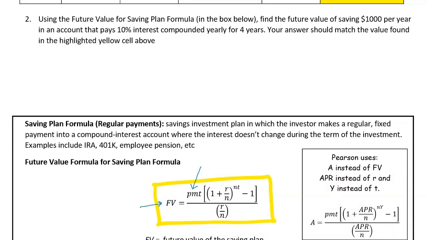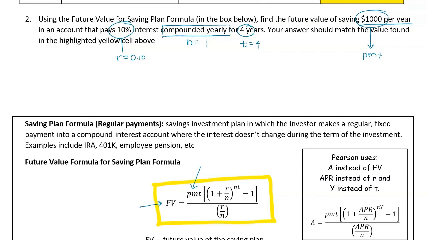I'm going to look back over it and identify all my variables. We are saving $1,000 per year, so this will be the payment. The 10% is going to be the interest rate, and that has to be a decimal. Compounded yearly, that's little n, and in this case, it'll be 1. And then the time is going to be 4 years.